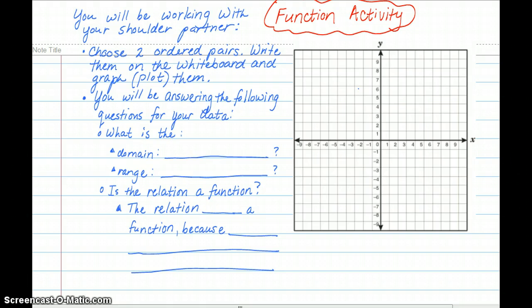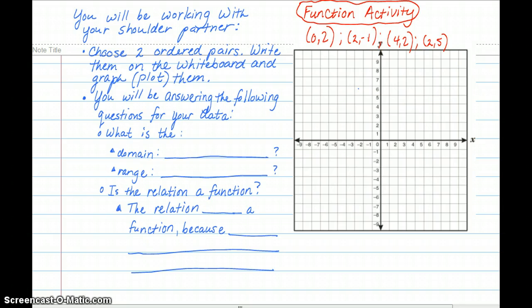When you're finished, you're going to be answering the following questions for your data. What is the domain? What is the range? Whether or not your relation is a function, and the reason that it's a function or not a function. We're also going to be trying to determine other ways of figuring out whether a relation is a function that don't involve graphing. That will be something we'll consider at the very end. So right now, choose those pairs, get them graphed, and we'll be starting. If you're an absent student, pick your pairs, get them plotted, then turn the recording back on.